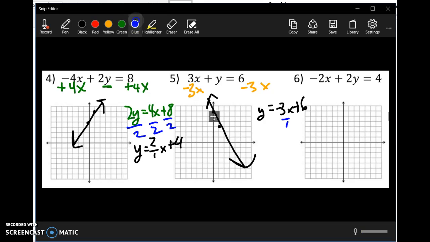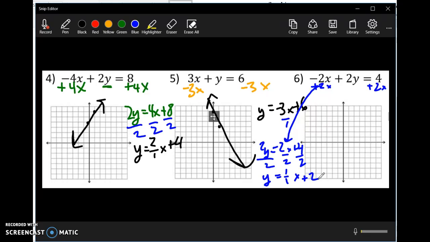Okay, let's look at the last one. Again, this last one isn't in slope-intercept form. So the first thing I would need to do is convert it. So I would add 2x to both sides. We would then, for this one, get that 2y is equal to 2x plus 4. I would then divide everything by 2. I'd end up with y equals 1 over 1x plus 2.